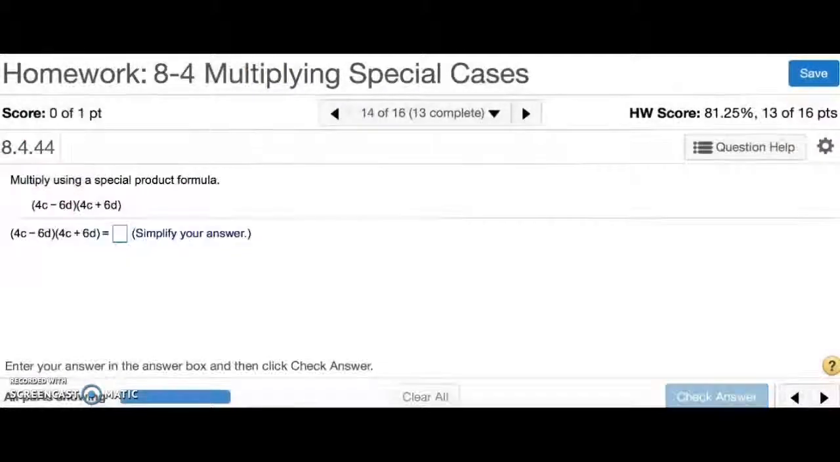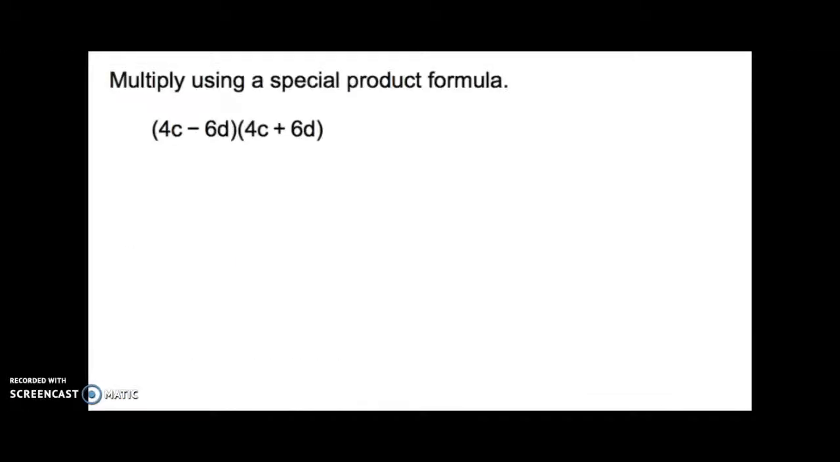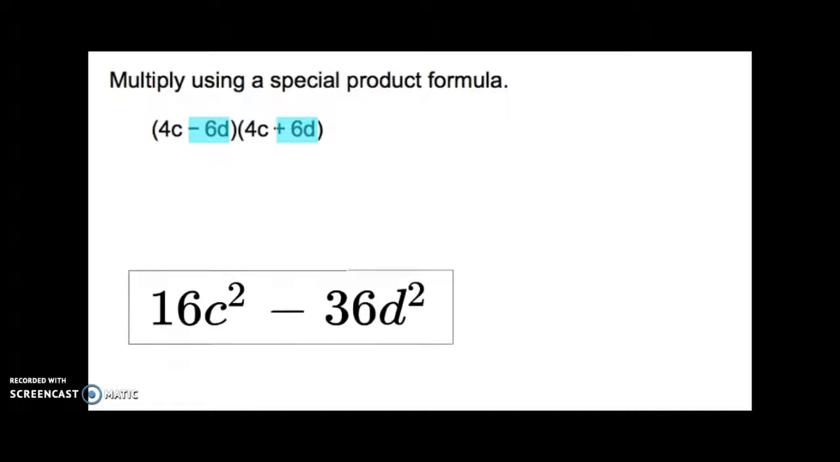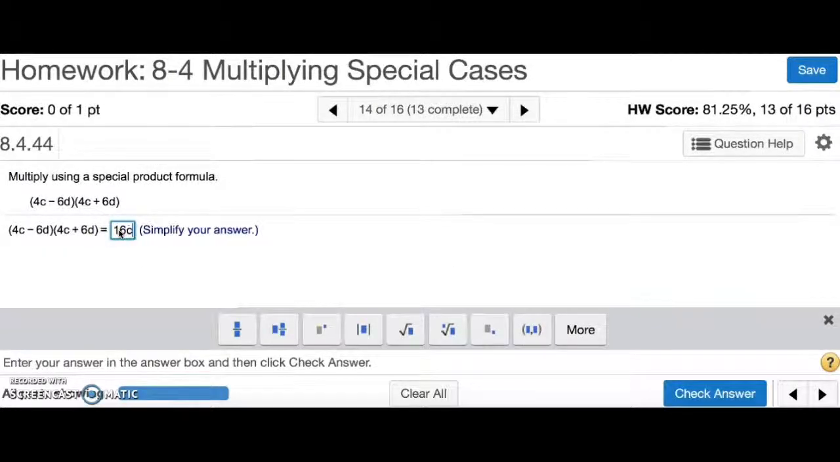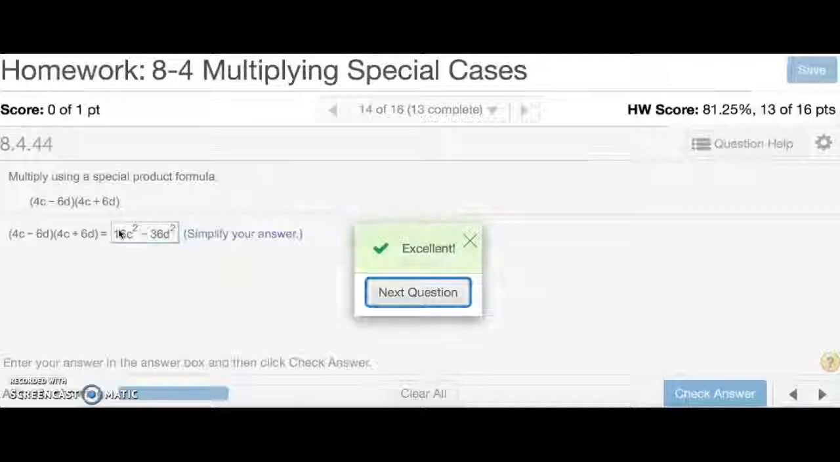Which is number 13. Number 14, it says to multiply using a special product formula. So let's do that. Since these are both the same for the terms, just different signs, we multiply the first two terms together, we get 16c squared, and then we just multiply the last two terms together, we get negative 36d squared. And that is my answer, so let's type it in. So I have 16c squared minus 36d squared. That is number 14.